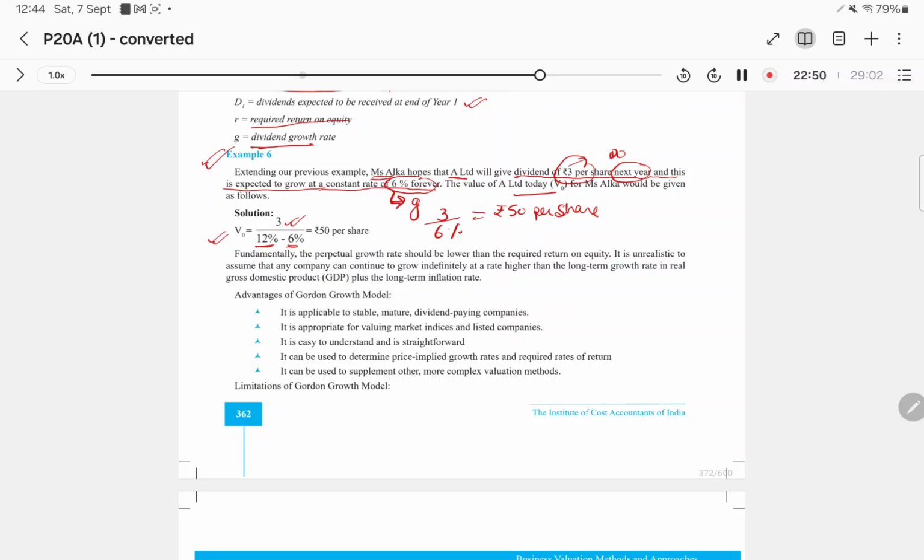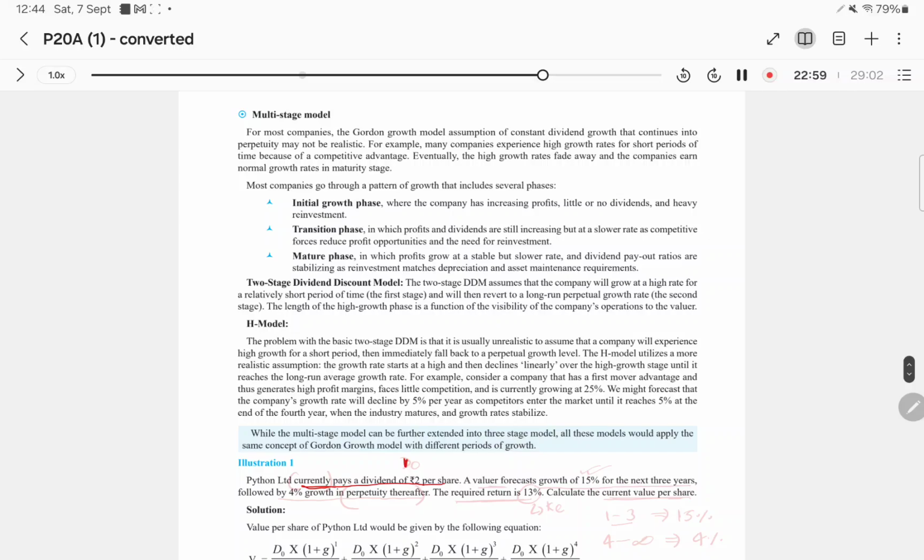Okay, so let's start with illustration 1. Python Limited currently pays a dividend, which is D0. Currently it is paying this amount, that is D0. The valuers forecast a growth rate of 15% for the next 3 years. The valuers are telling that the growth rate will be 15% every year for the next 3 years, followed by 4% in perpetuity thereafter.